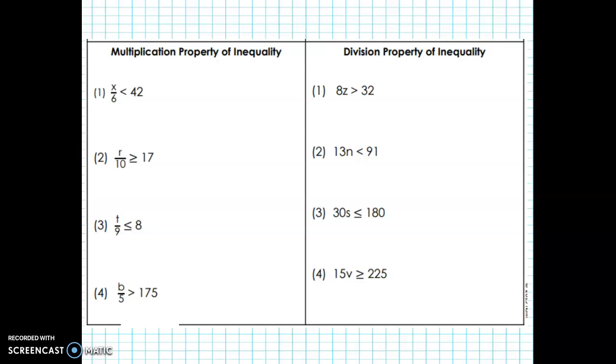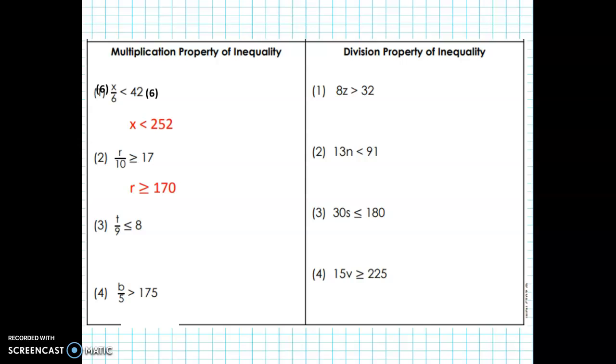We can do the same process with multiplication and division. If the problem has you dividing, you are going to multiply by the divisor. x divided by 6 is less than 42, so you're going to multiply by 6. x is less than 252. r divided by 10 is greater than or equal to 17. Since we're dividing by 10, we are going to switch it to multiplying by 10 to give us r is greater than or equal to 170.